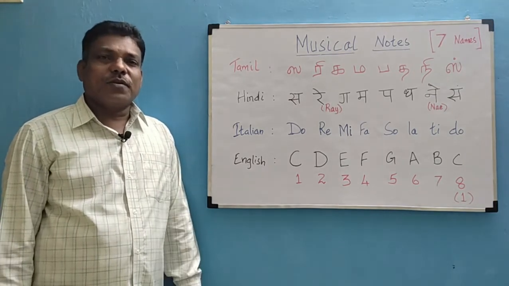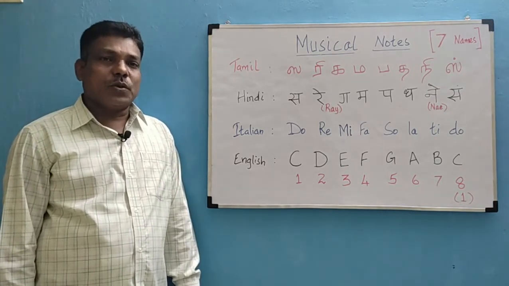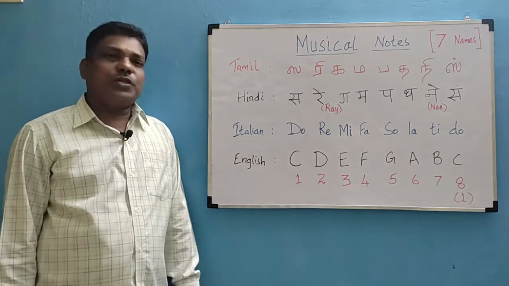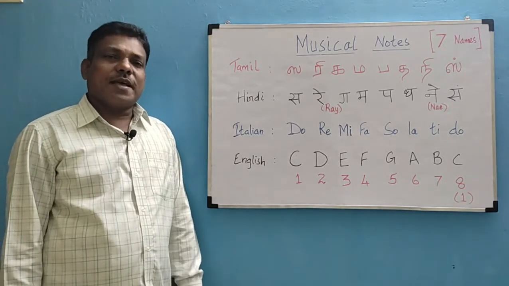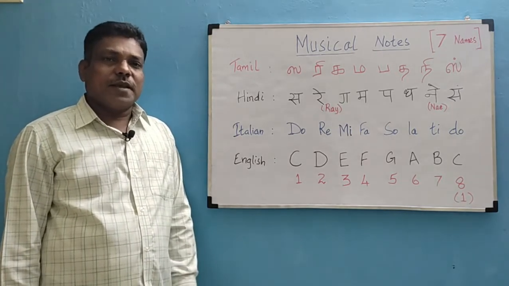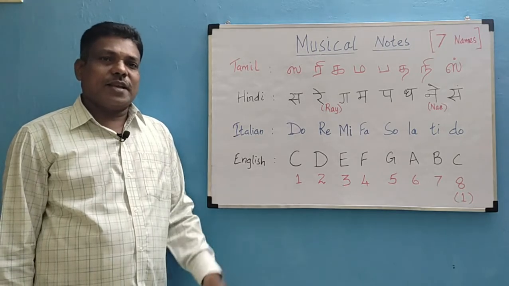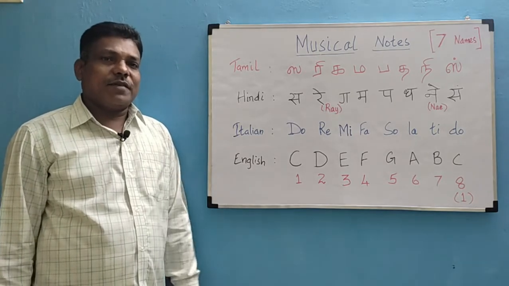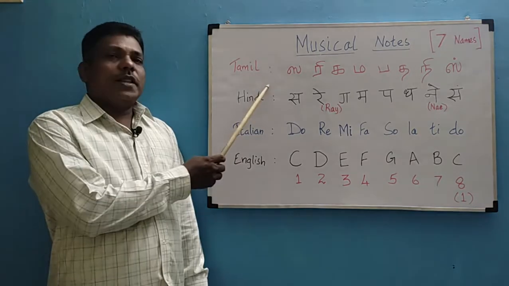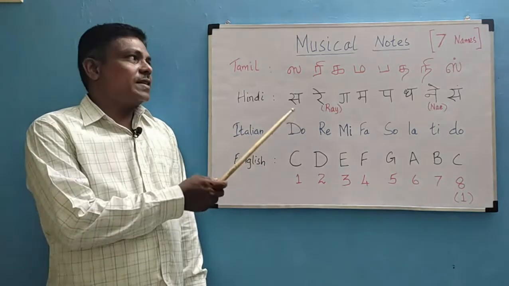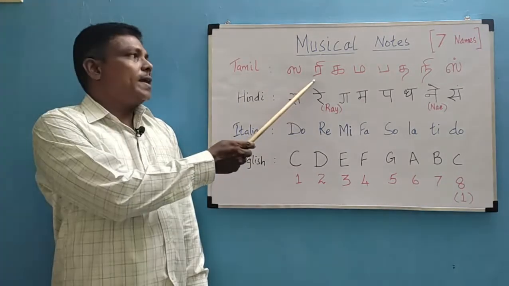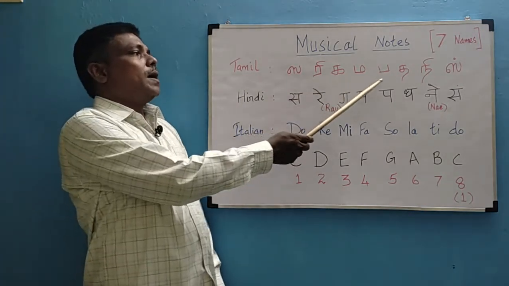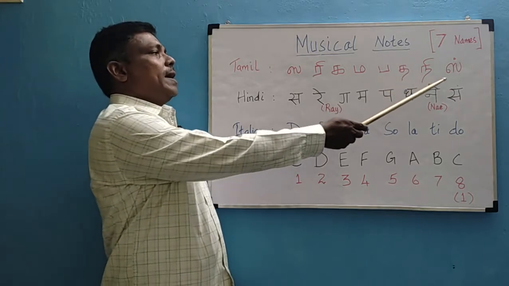Today's lesson we are going to learn about the musical notes, how to name them. Musical notes are named with 7 letters. We'll see how they are named in different languages. In Tamil we call the 7 letters Sa, Ri, Ga, Ma, Pa, Da, Ni and Sa.